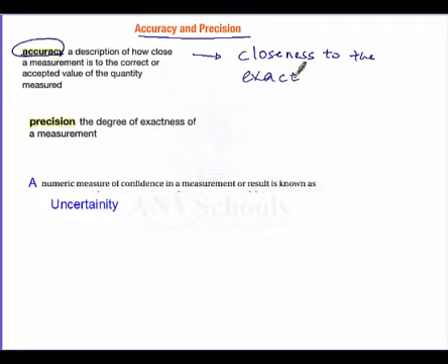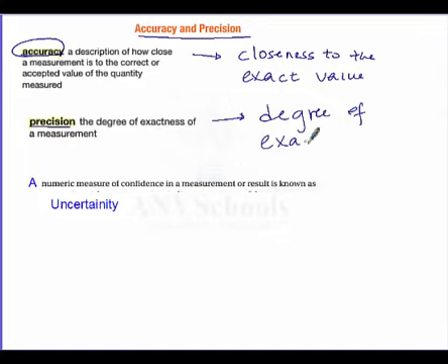The measurement is accurate means it is very near to the exact value. The next is precision. What is the meaning of precision? Precision describes the degree of exactness of the given measurement. This describes the degree of exactness of a measurement.